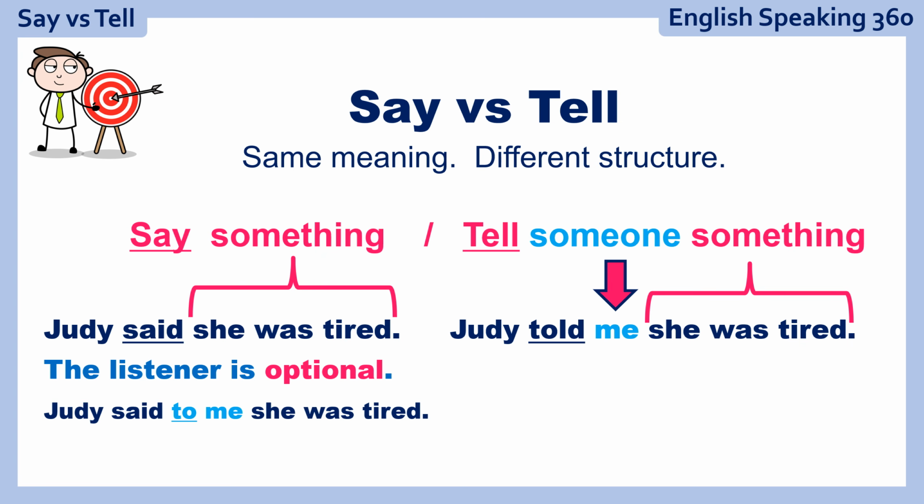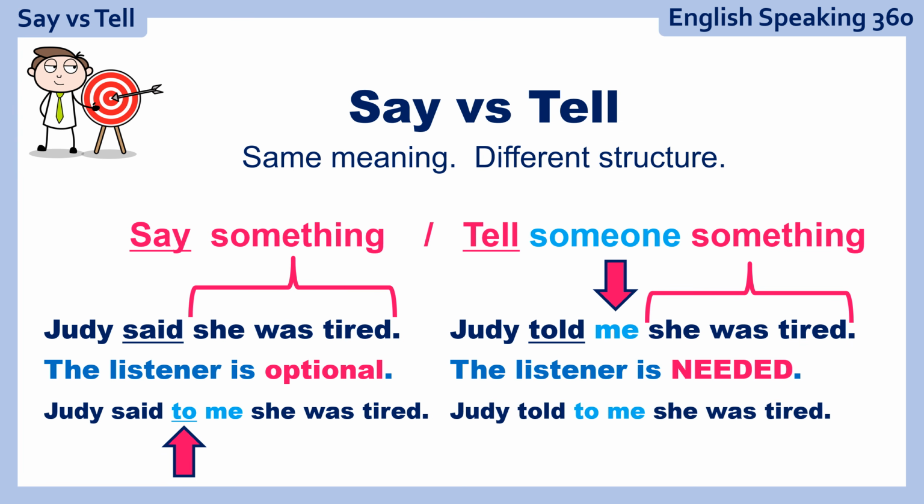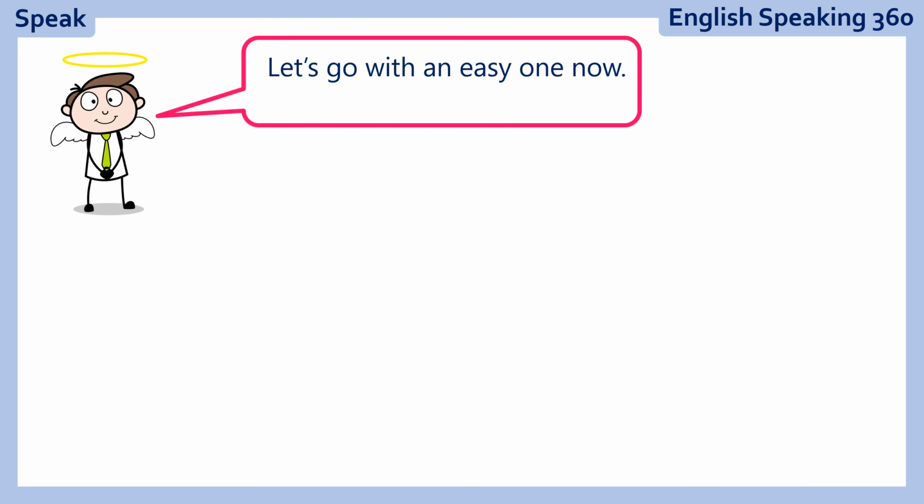Judy said to me she was tired. You can add a listener, but if you do add a listener, you need to. This is important, okay? In the case of tell, the listener is always needed. But watch out. Judy told to me she was tired. Is it right or wrong? It's wrong. In this case, you cannot have to. You just put the listener right after the verb tell. Judy told me she was tired.